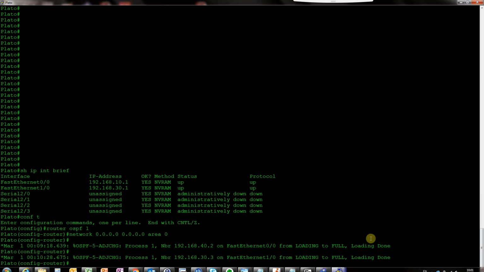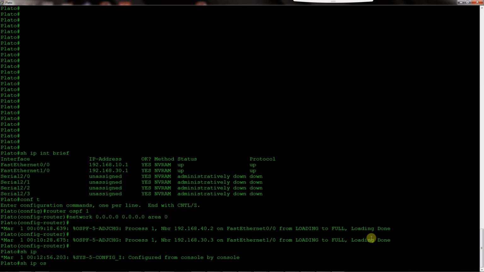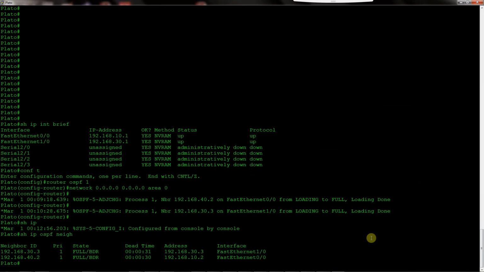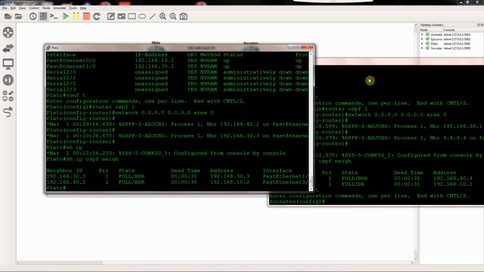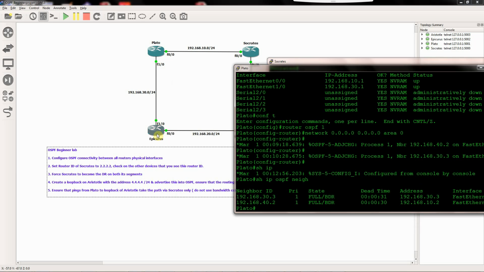If you were to look at Plato, this is one of his neighbours. Let's just have a look and see what he sees as his neighbours at the moment. So he sees 30.3, which is Epicurus, and he also sees 40.2, which is Socrates, and you can actually see it knows it via the address of 10.2, which is the interface here.